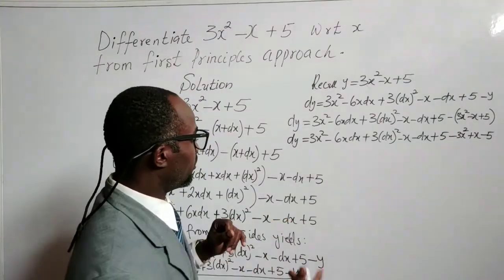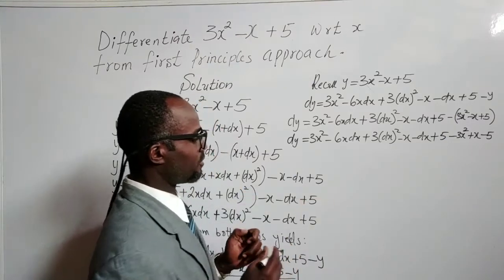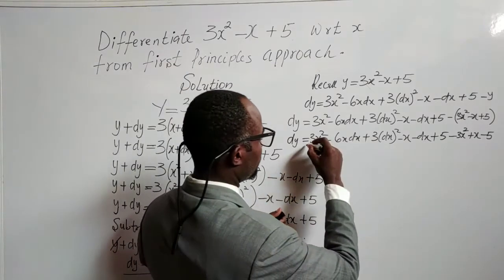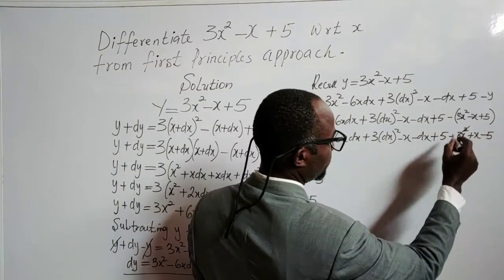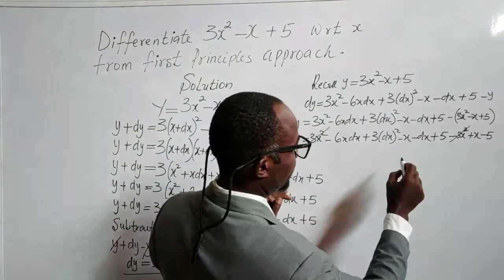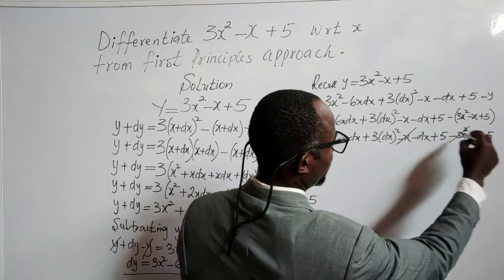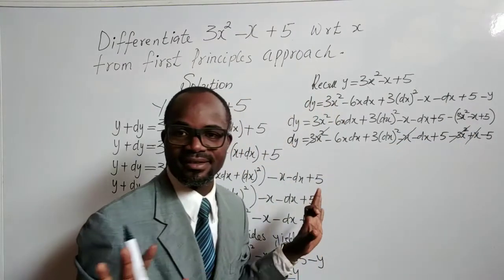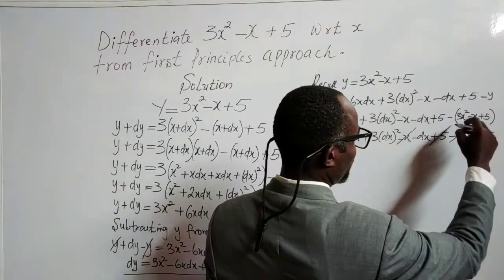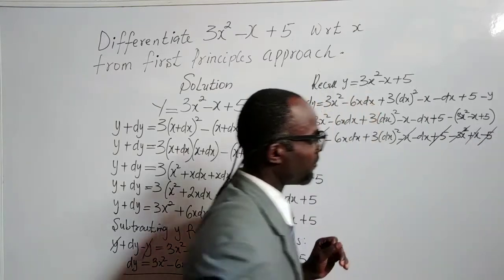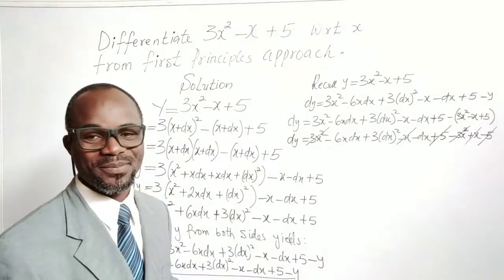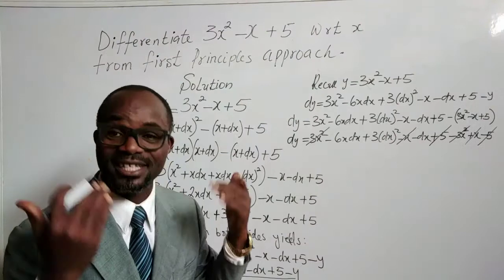That is it. Now, what do we do next? We need to cancel out. This is positive, so this will be taken care of by this. The two fizzle out. The next one, this will be taken care of by this. The two fizzle out again, and then we have plus 5. Will be taken care of by minus 5. And it goes just that way. Oh my goodness, mathematics is quite interesting. It makes you think, it makes you reason.